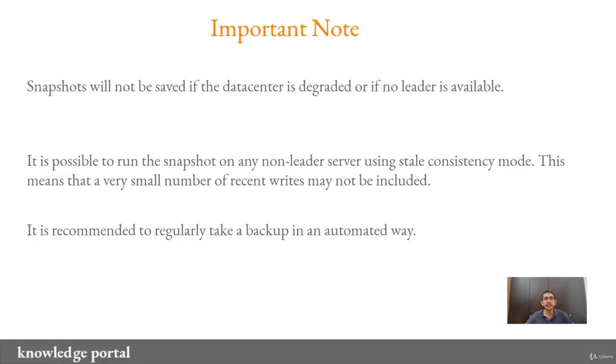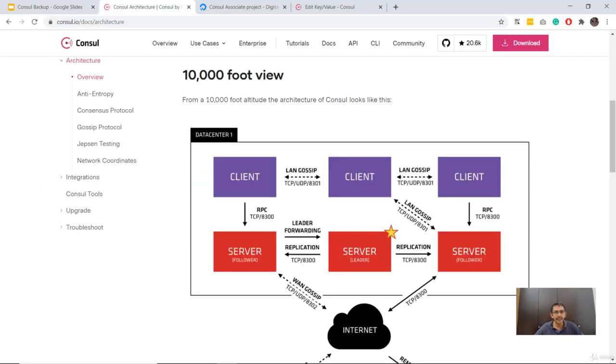Now a few important things that we need to note here. First one is that the snapshot will not be saved if the data center is degraded or if no leader is available. Second, it is possible to run the snapshot on any non-leader server. So in case for high availability you have multiple server nodes available, you can take a snapshot on a non-leader server using stale consistency mode. However, there is a caveat here, which means that a very small number of recent writes may not be included. So let's quickly understand that.